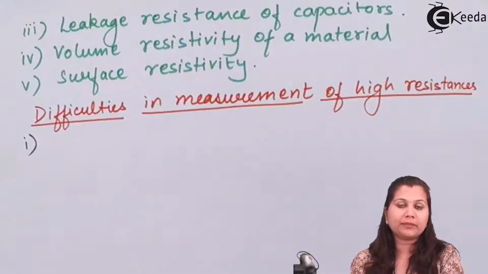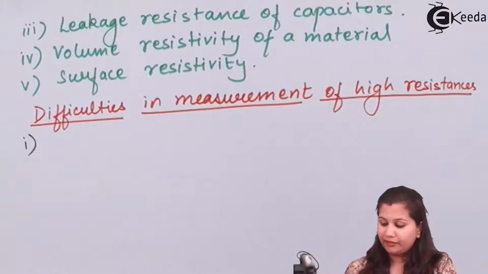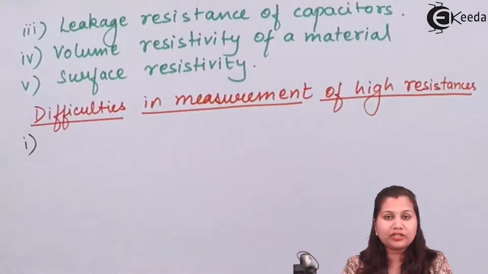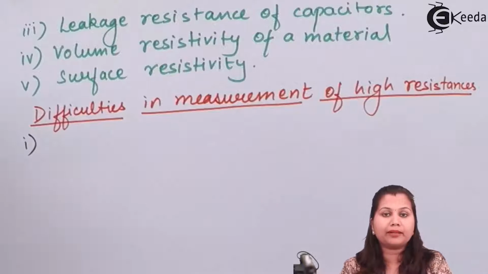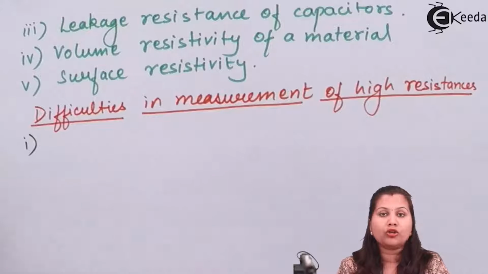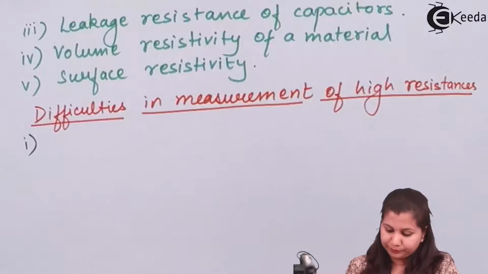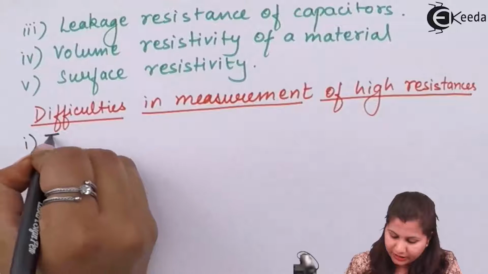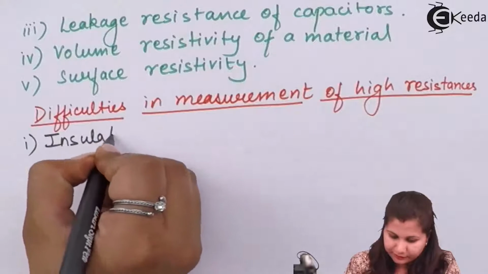Now, the first difficulty in the measurement of high resistance is that in high resistances, what we are dealing with is the insulation resistance. This insulation resistance is comparable to the value of the resistance which we want to measure. As the two resistances are of the same value, leakage currents are produced in the circuit, and these leakage currents can affect the value of the unknown resistance which we want to measure. So the first difficulty is insulation resistance.